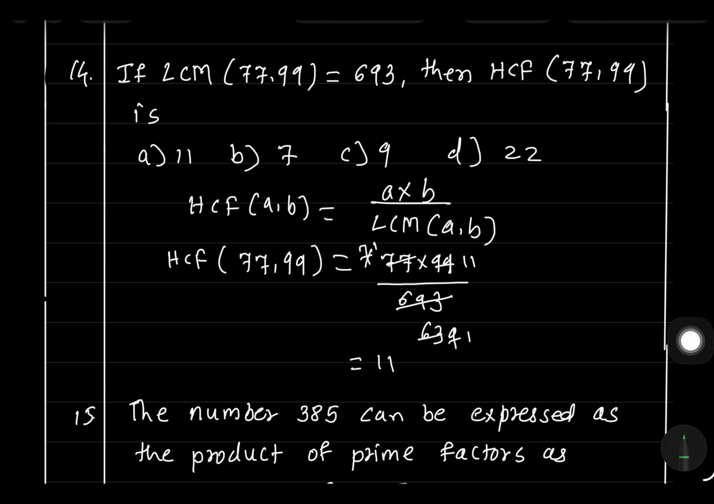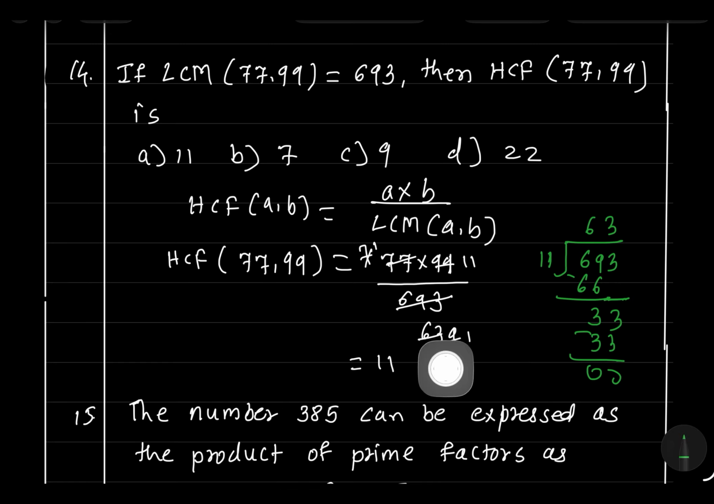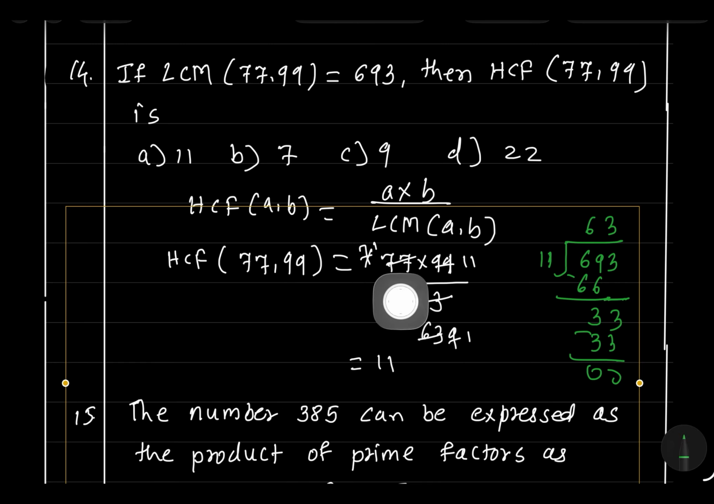So here 77 is there, 693 is there. Try whether 693 is divisible by 11 or not. 11 sixes are 66, 3 remains, this 3 is divisible, 11 threes are 33. So very simple, you will get the answer 63. And here dividing 77 by 11, you will get 7. Again 7 ones are 7, 7 nines are 63. 9 will remain. 9 ones are 9, and this 99 is divisible by 9, so you will get 11.